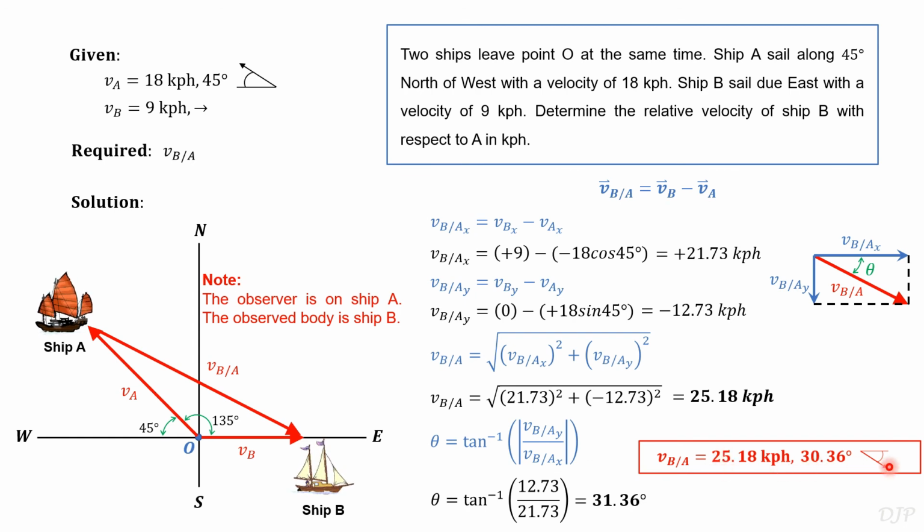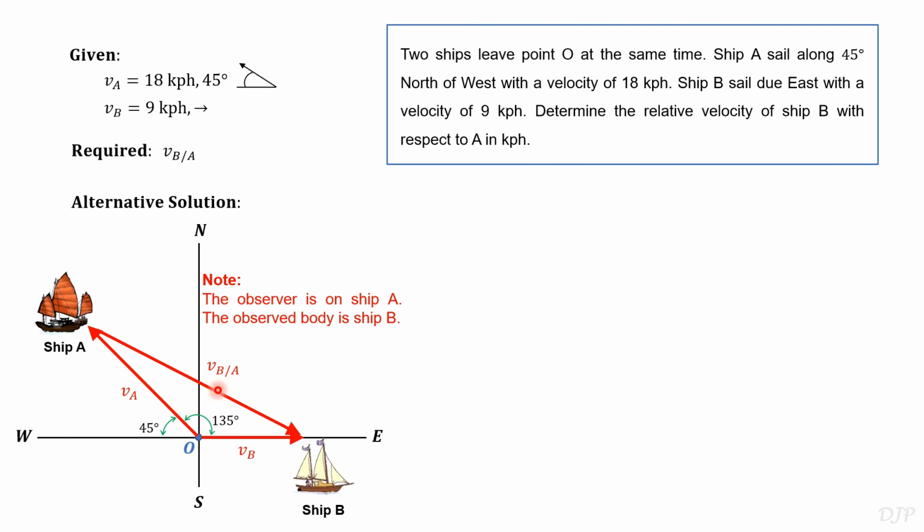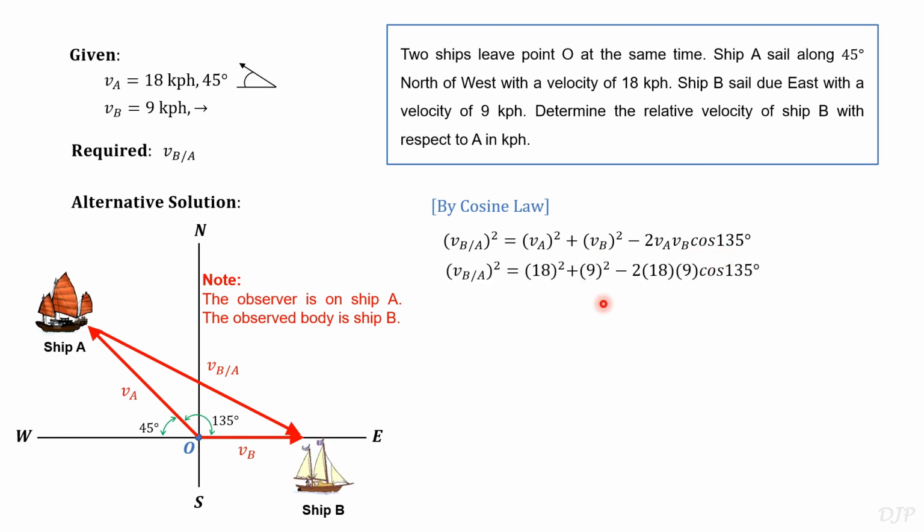So another way of solving this problem, aside from using this formula, is by treating this triangle as a geometrical problem. So now to solve for the magnitude of the relative velocity, we will just apply cosine law. So by cosine law, we will be able to write this equation, and by substitution, the only unknown variable will be v sub B over A. So computing for the magnitude of relative velocity, we will get the value of 25.18 kph.